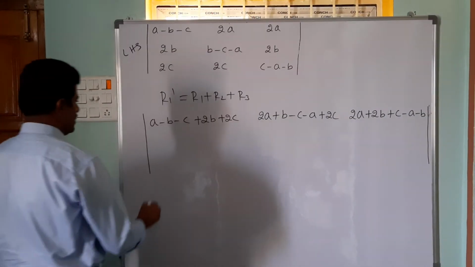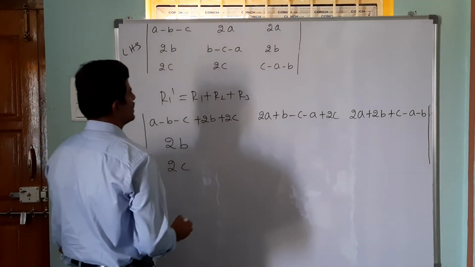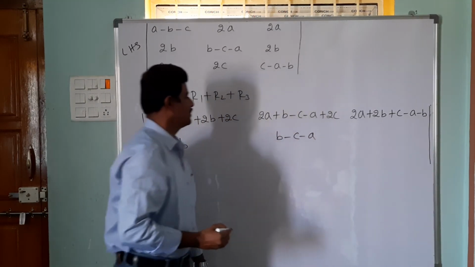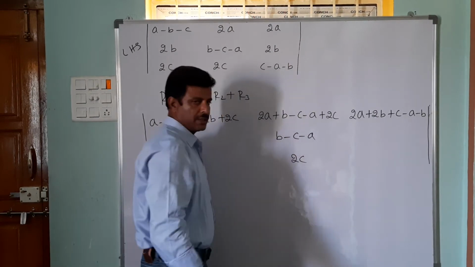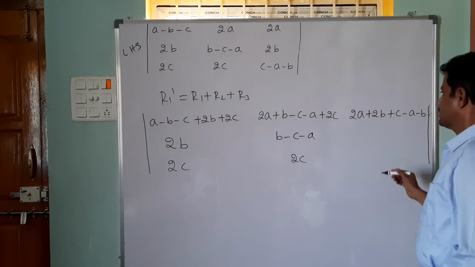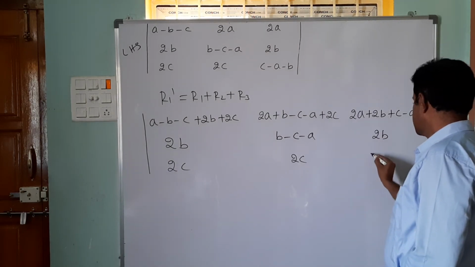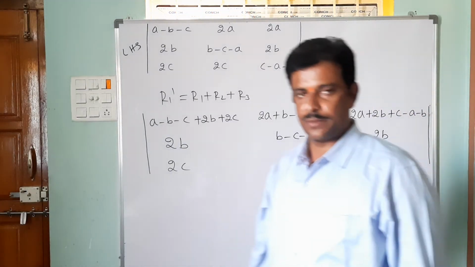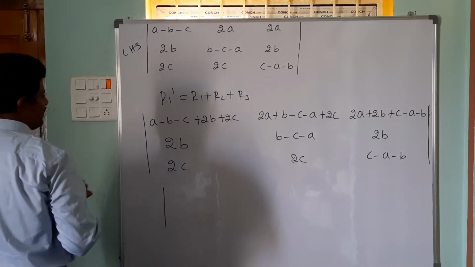Okay, next remaining 2b, 2c. Here second element b minus c minus a, 2c. So next, third element, that is 2b, then c minus a minus b. Okay, simplify this.